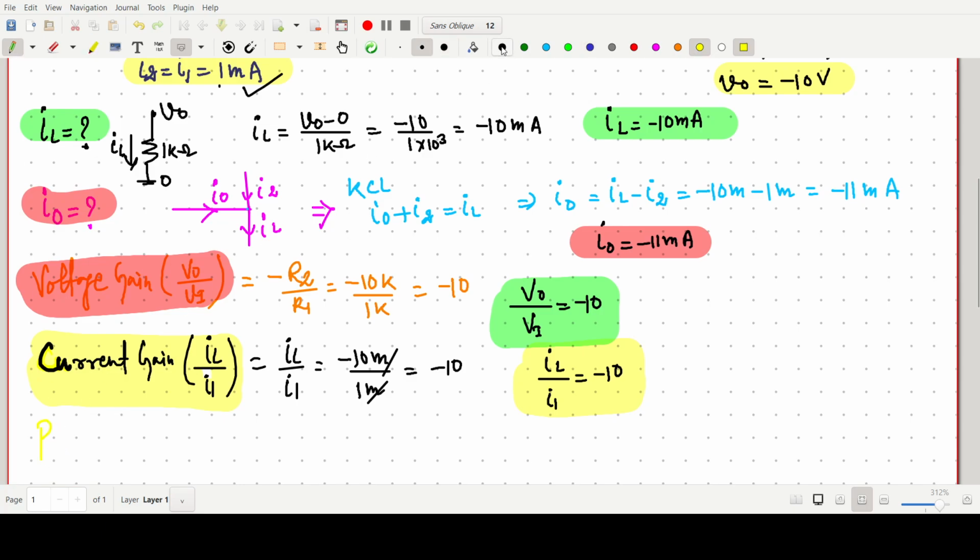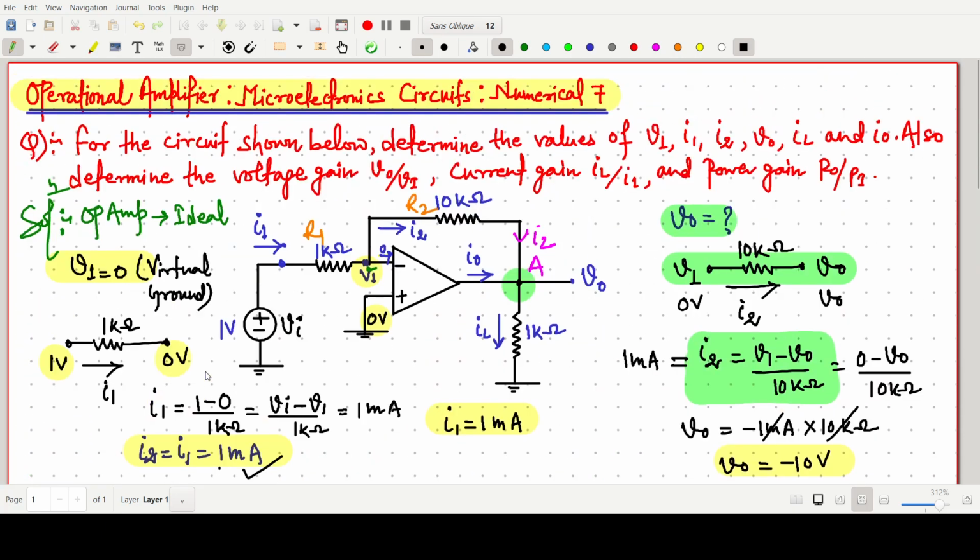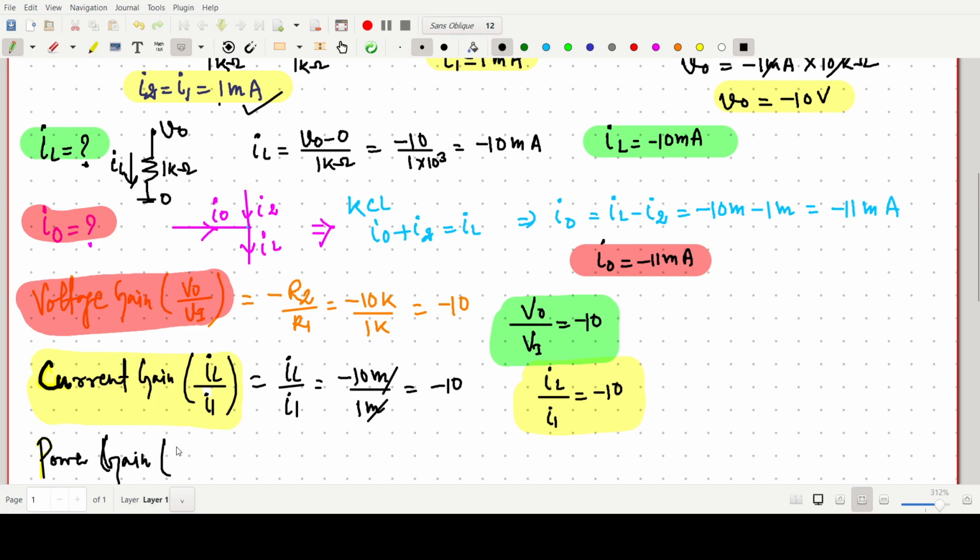The last one is our power gain. Okay, the last point is our power gain, P naught by Pi. We have to find P naught by Pi. So P naught is nothing but the output power, V naught into IL, and input power is Vi into I1. So power gain means voltage gain into current gain basically. So this should be minus 10 into minus 10. V naught by Vi is minus 10, IL by I1 is minus 10. It is simply 100.